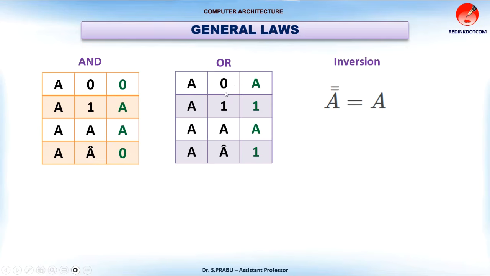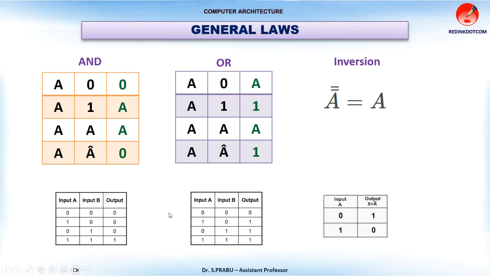If the second input is 0, you get the first input. If the second input is 1, you get the value 1. If the second input is the same as the first input, you get the same value. If the second input is the complement of the first input, you get the value 1. In this operation, if you apply the NOT gate operation twice, you get the value A. You can check these values along with the truth table.